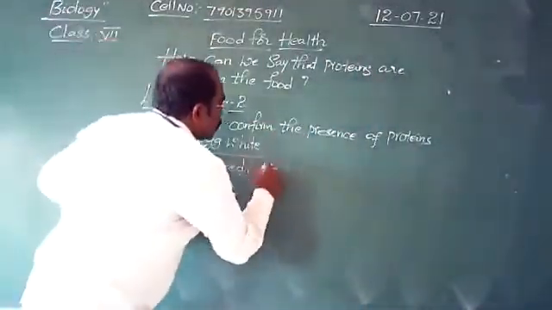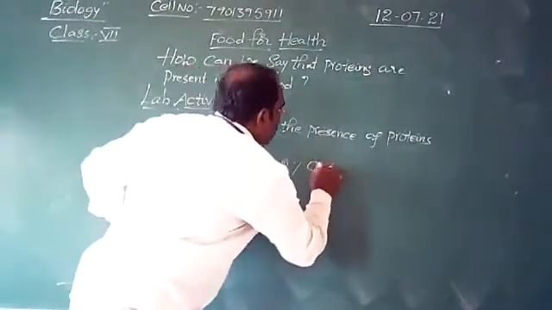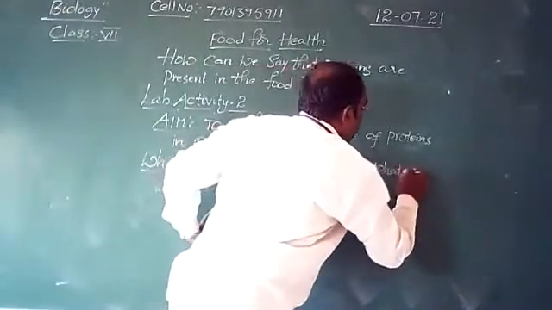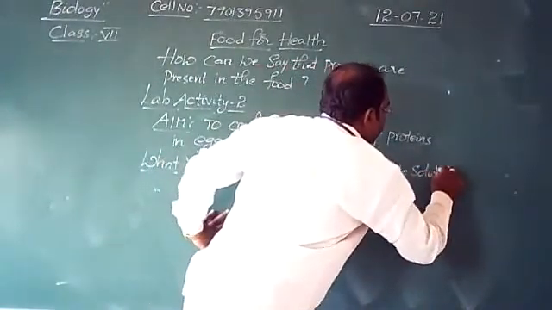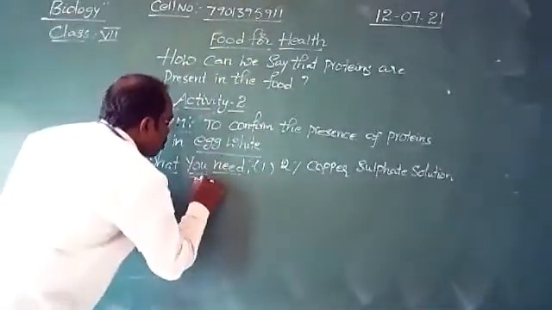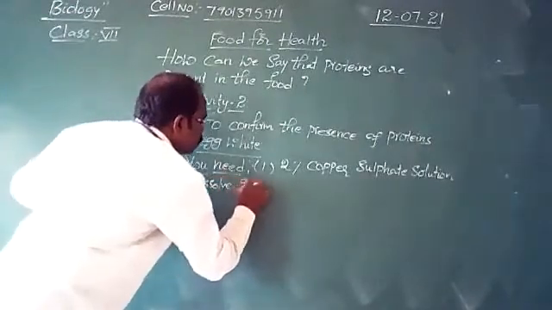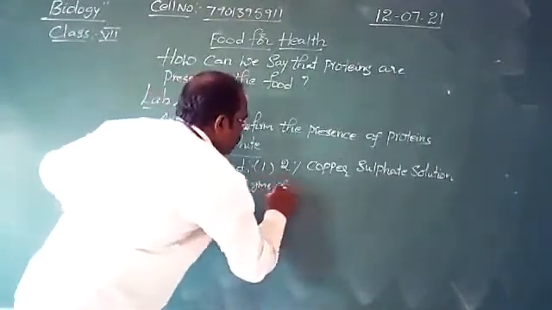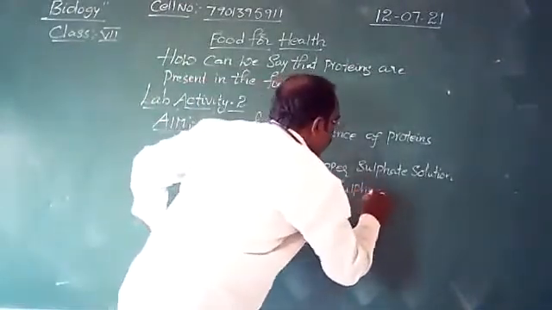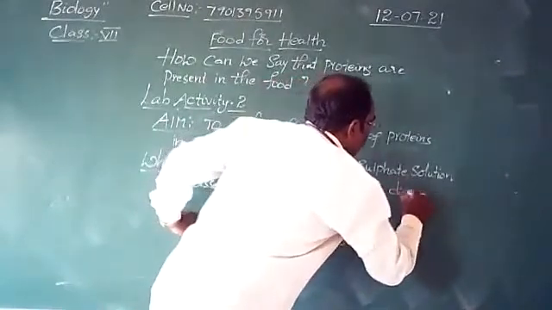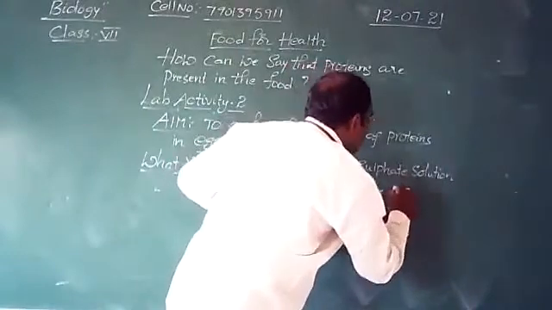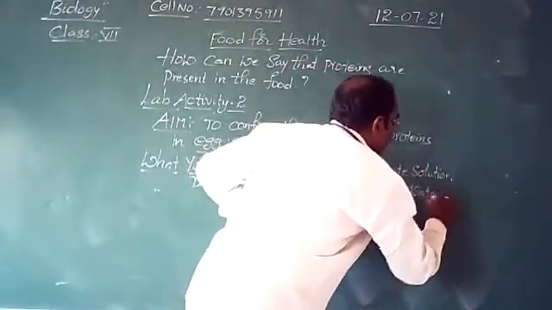First one is 2% copper sulfate solution. 2% copper sulfate solution means dissolve 2 grams of copper sulfate in water.